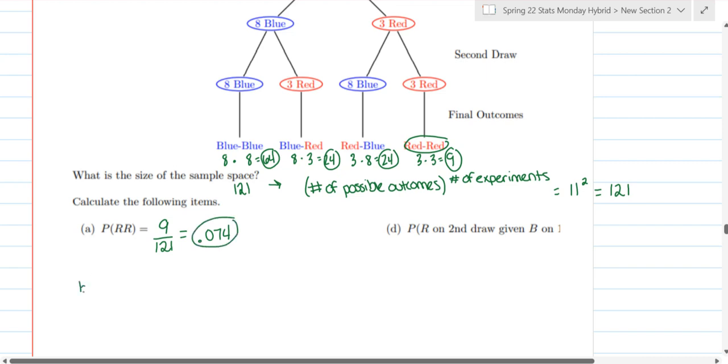B is the probability of red, red, or blue, red. Or means I'm going to add. Red, red, there are 9 ways of doing that. Or I could do blue, red, there are 24 ways of doing that. So that's going to give me 33 out of 121, which is 0.273.